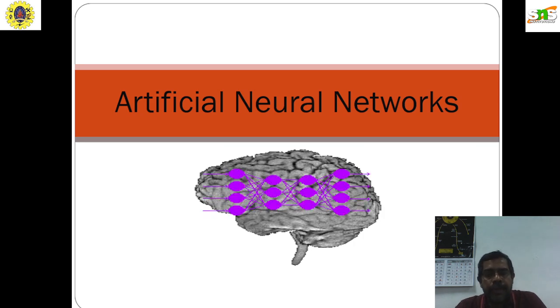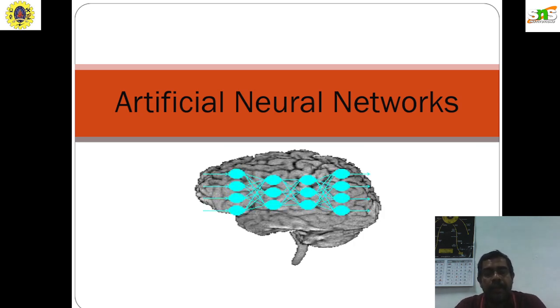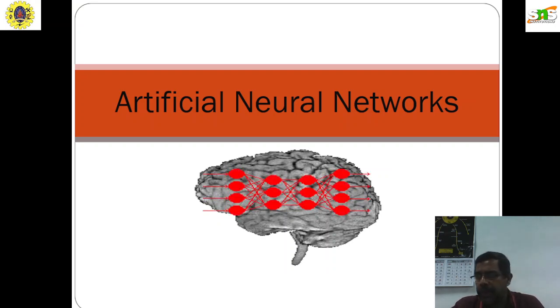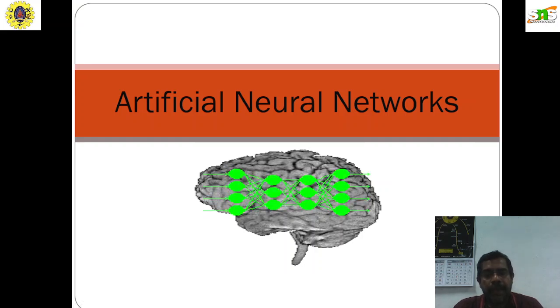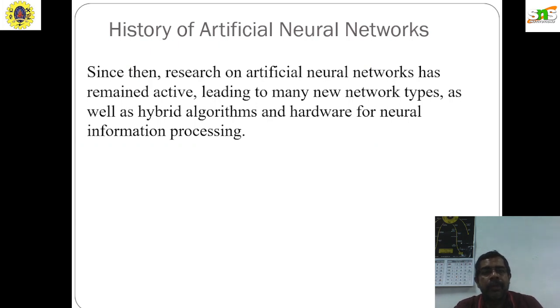Now, continuing our previous discussion, we are going to see another new topic. It's called artificial neural networks. We already studied what the perceptron is and how it works. In the same way, artificial neural networks also work. Looking at the history, research on artificial neural networks is still active, and for many problems we use ANNs to classify the decision boundary.